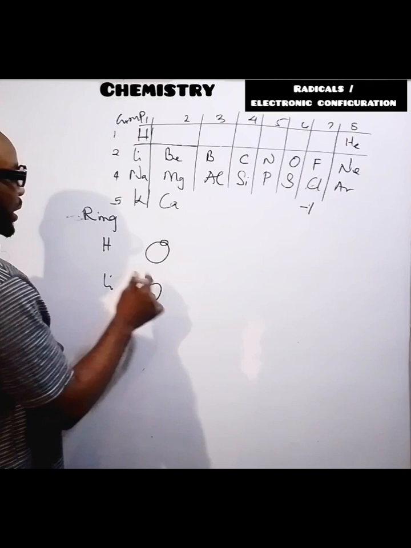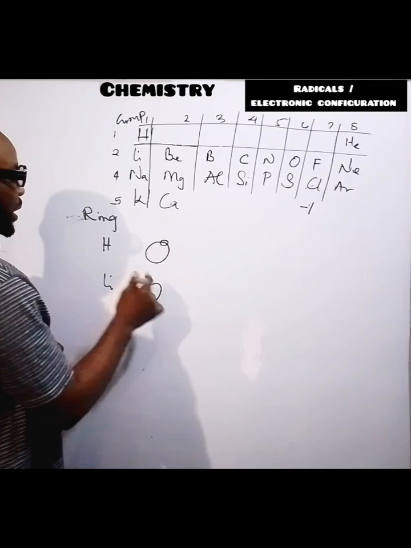Potassium. That's 1s2, 2s2, 2p6, 3s2, 3p6, followed by 4s1. Calcium is 1s2, 2s2, 2p6, 3s2, 3p6, 4s2. Now, you can see that the 4s2 is the last value that we have there. So it stops here. The first 20 elements of their electronic configuration stop at that level.